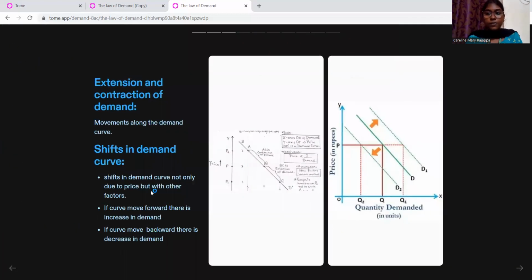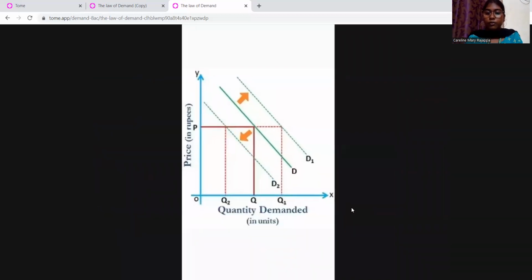Next comes the shifts in the demand curve. The shift in the demand curve is not only due to the price, but other factors too. This is the shift of the demand curve. The x-axis represents the quantity demanded in units, and the y-axis represents the price in rupees. D is the demand curve. If the demand curve shifts forward, the demand D becomes D1, which is an increase in demand. If the demand D moves backward at the price, then the demand is D2, which explains that the demand is very much less.